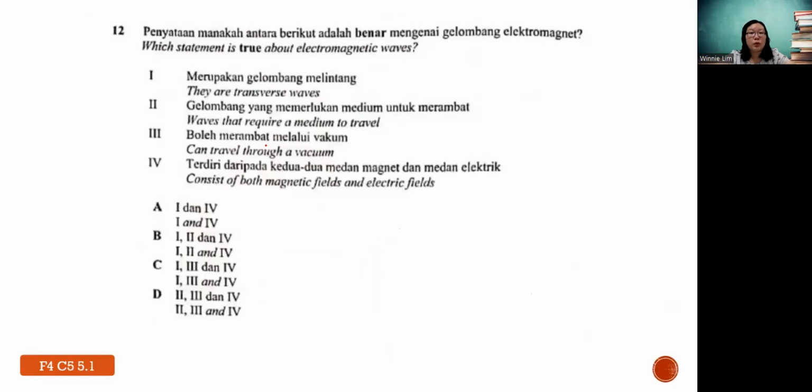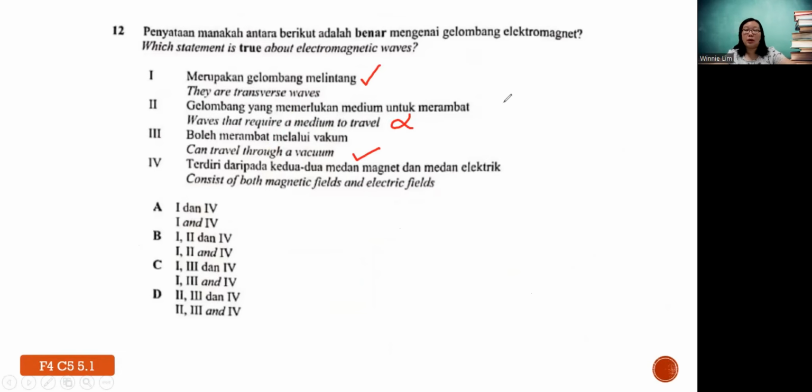Okay, next one, question 12. Which statement is true about electromagnetic wave? So as you all know, electromagnetic waves are transverse waves. And do they require medium to travel? No, they can travel in vacuum. Those waves that require medium to travel is what we call longitudinal wave.